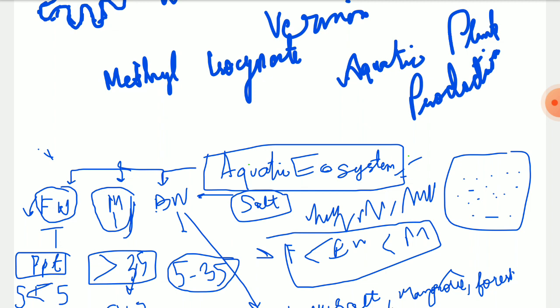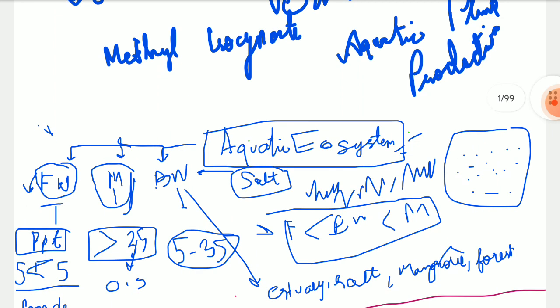Aquatic ecosystems are classified based on their salt content. As you can see on this screen, FW, M, and BW, I've classified these aquatic ecosystems into three different parts. First is the freshwater ecosystem, FW. Second is the marine water ecosystem or marine ecosystem, M, and brackish water, BW, ecosystems. So any aquatic ecosystem can be put under these three categories.